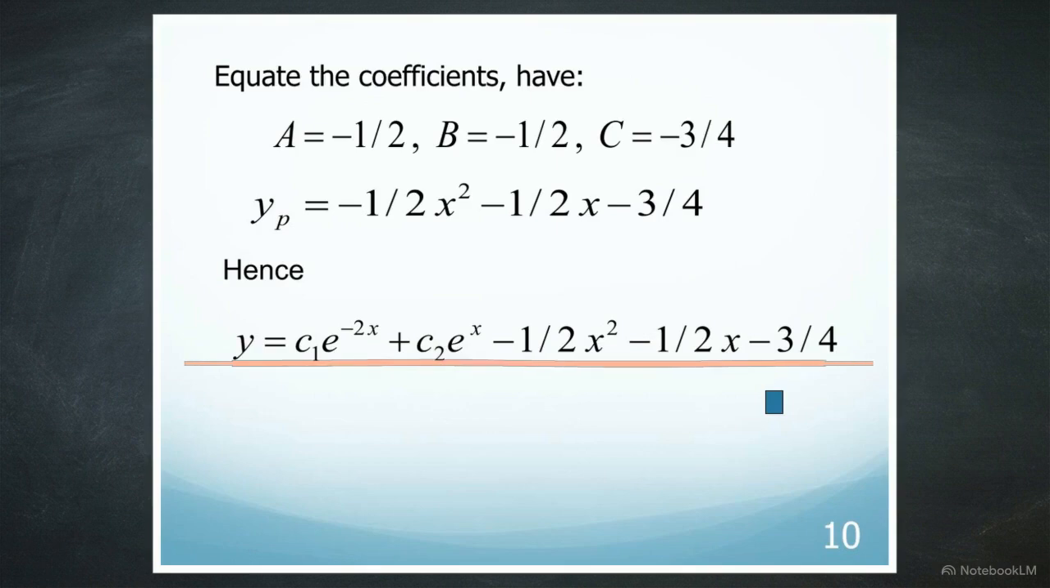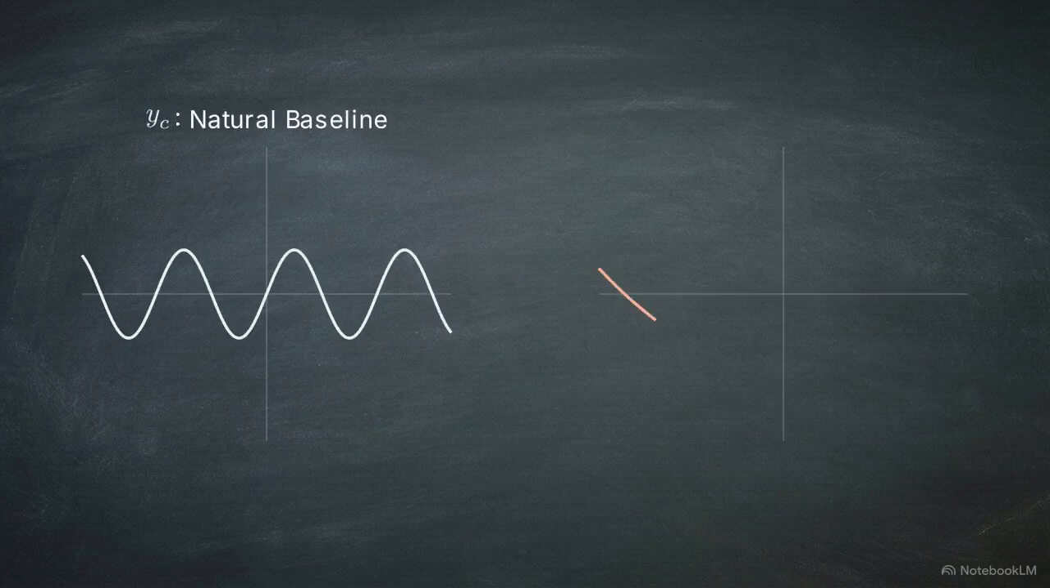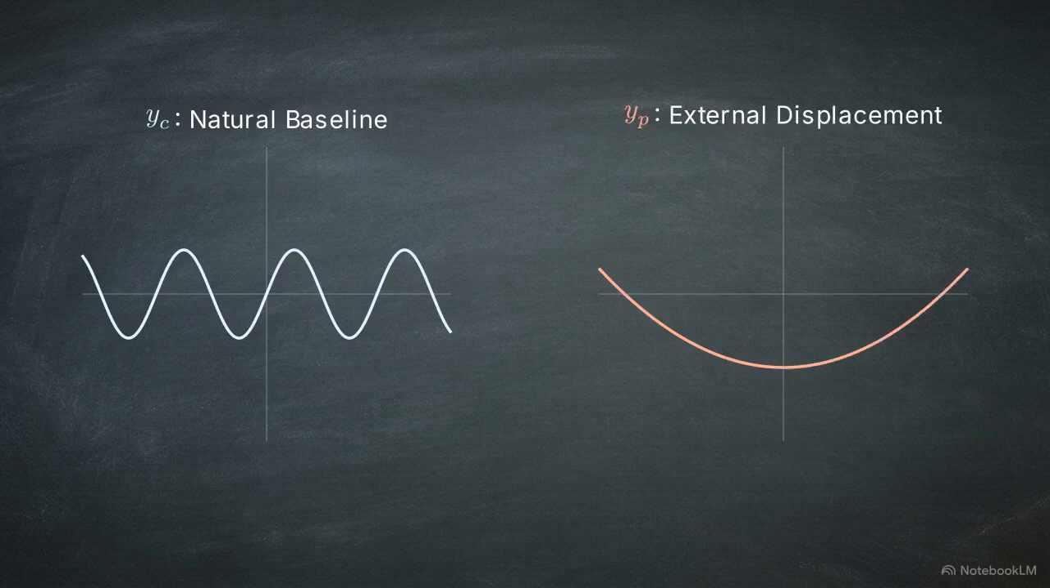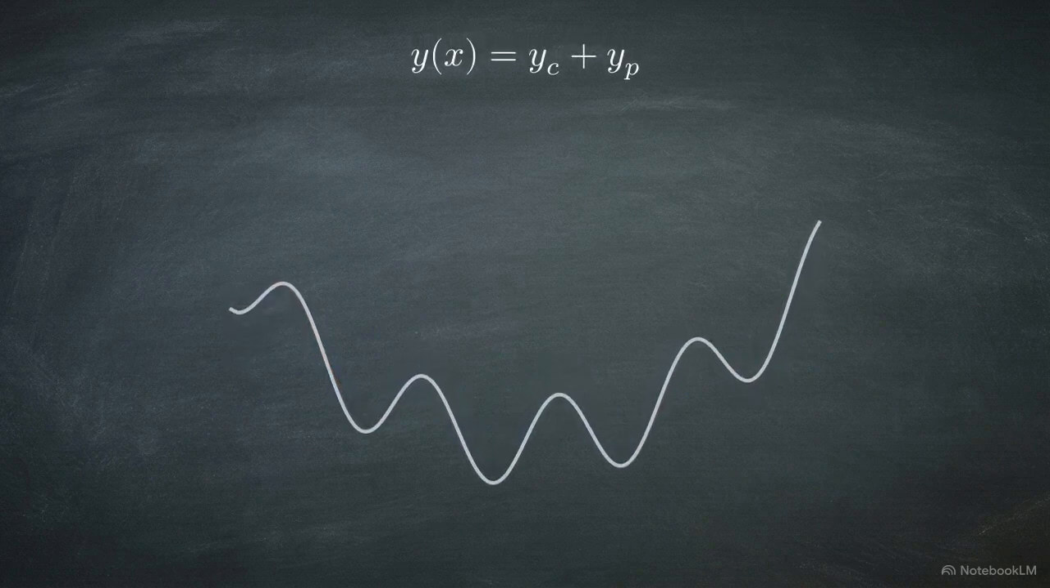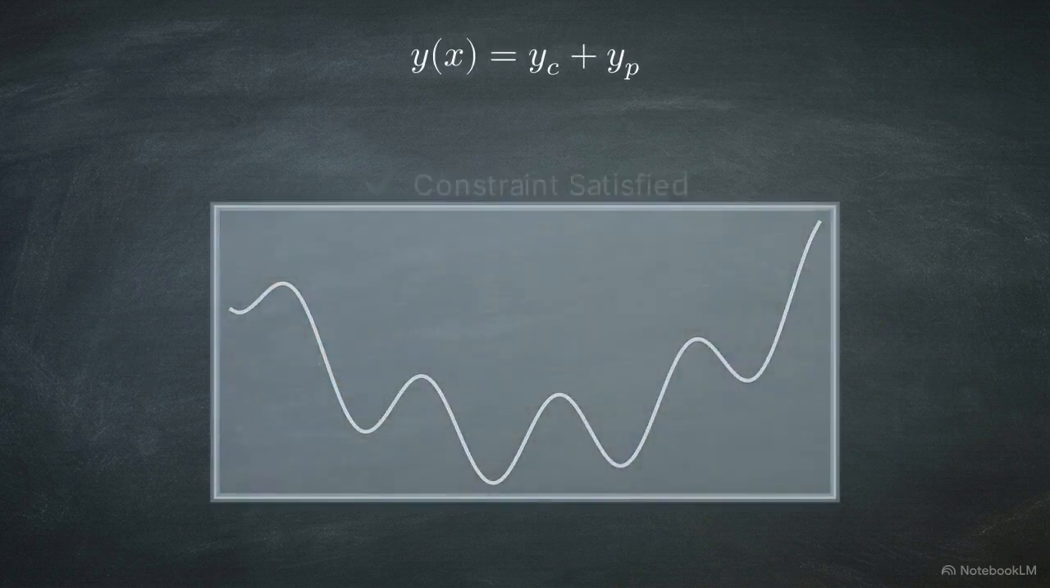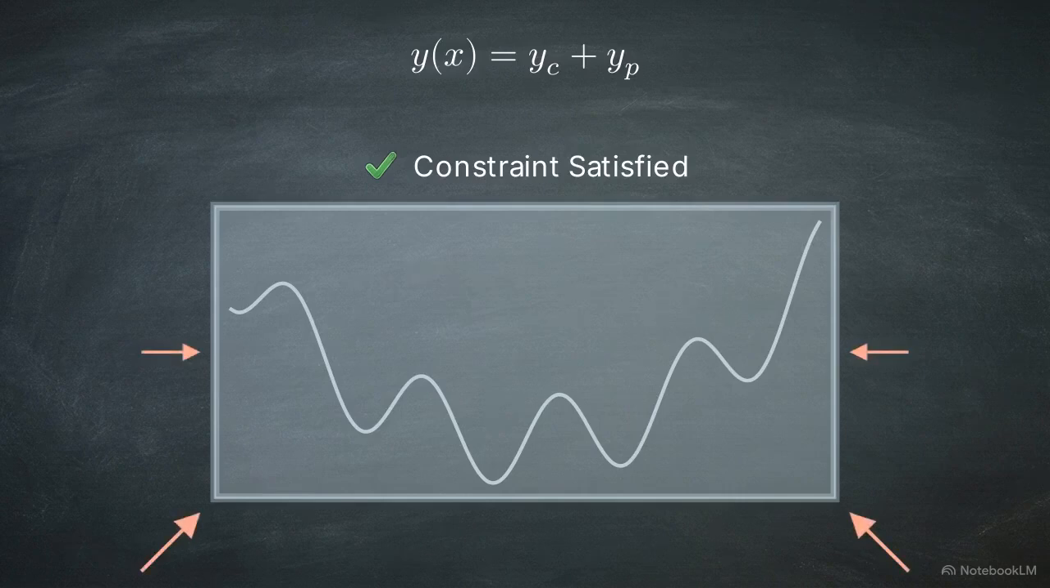Dropping to the final assembly, we execute the superposition theorem. Y of x equals our complementary function, yc, plus our particular integral, yp. We have the yc terms representing the natural, unforced baseline of the system, appended by the finalized yp polynomial, which represents the exact displacement caused by the external force. This combined function is the singular general solution. It perfectly satisfies both the internal physical constraints of the equation and the continuous external load.